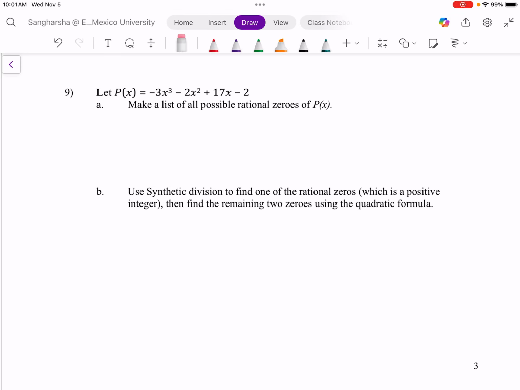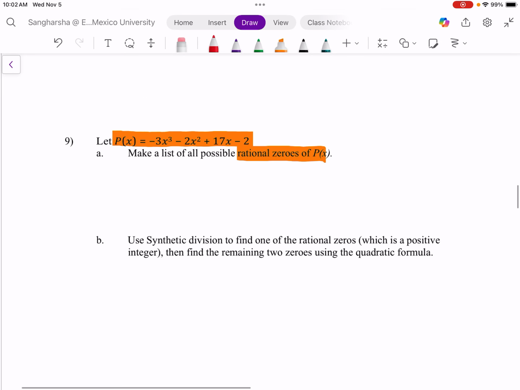In this example, we are given p of x polynomial function as negative 3x cubed, negative 2x squared plus 17x minus 2. And the first question is asking us to list all possible rational zeros of p of x. Okay, so we need to find rational zeros. Now, how do we represent our rational zeros?